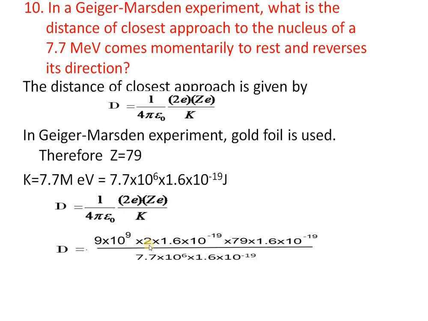K is nothing but energy, that is 7.7 into 10 power 6 into 1.6 into 10 power minus 19. So if you make the calculations, you will get D equal to 2.9548 into 10 power 14 meters. So this is the distance of closest approach if the energy of the alpha particle is equal to 7.7 mega electron volt.